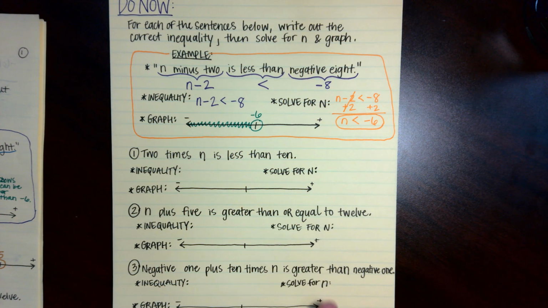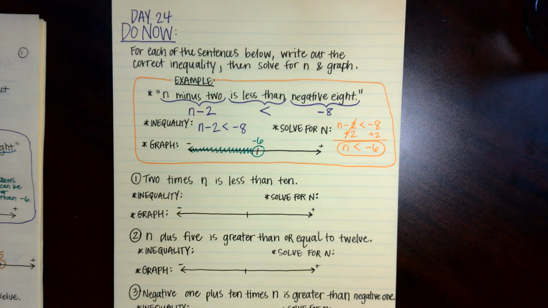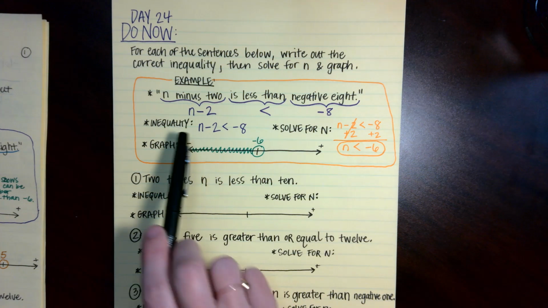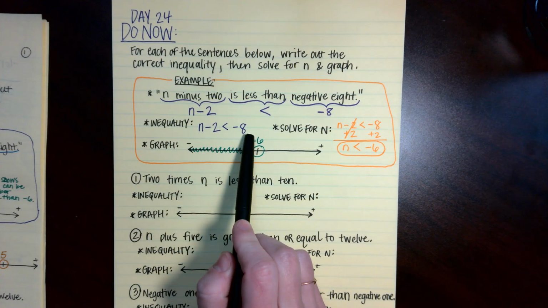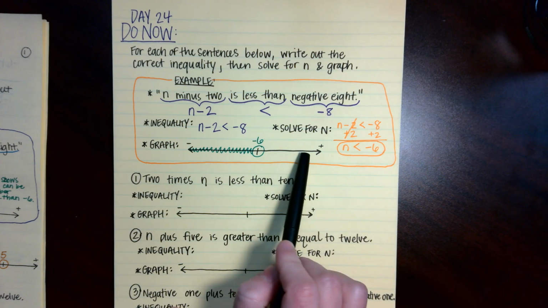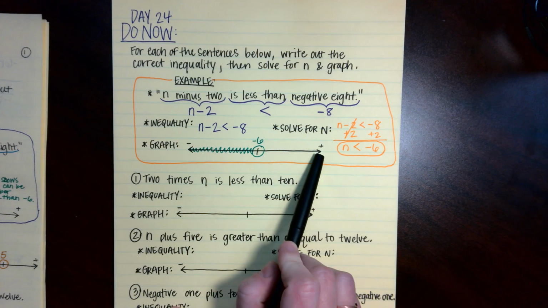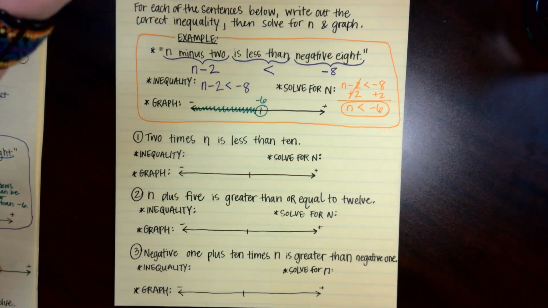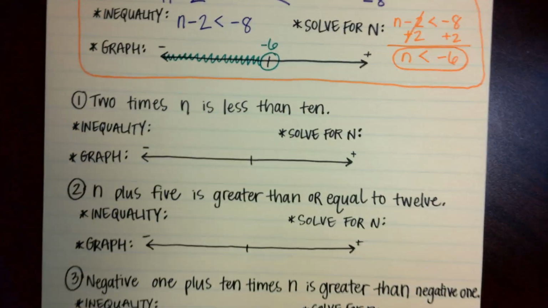Right, so for our day 24 do now, what I gave you is a bunch of little number sentences written out with words instead of numbers. And I'm having you take those words and put them into the correct inequality like we did here, solving it for n, and then graphing your answer. So, for number 1, let's look at it together.